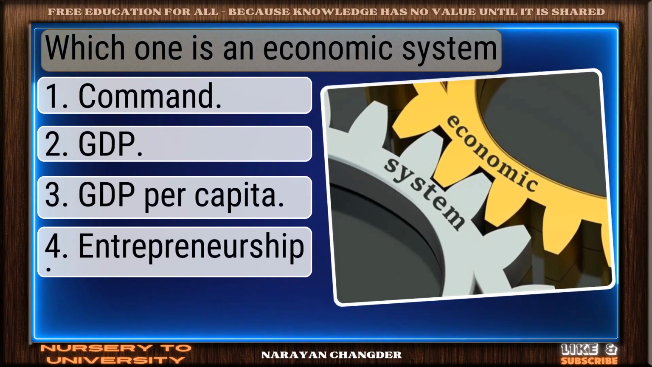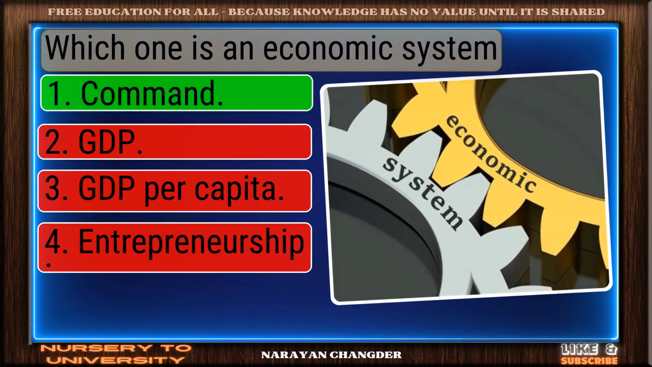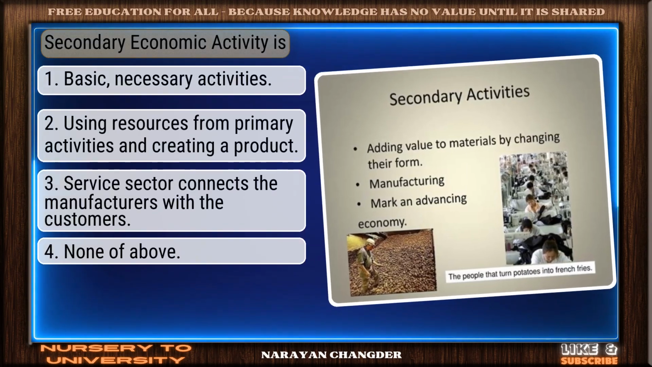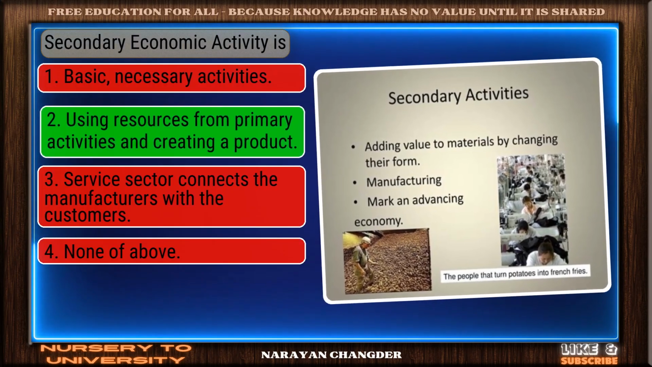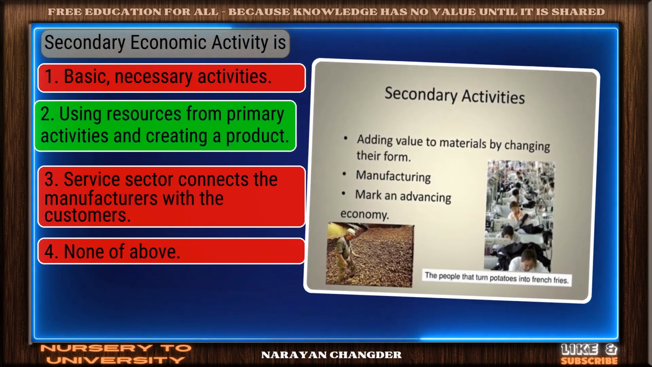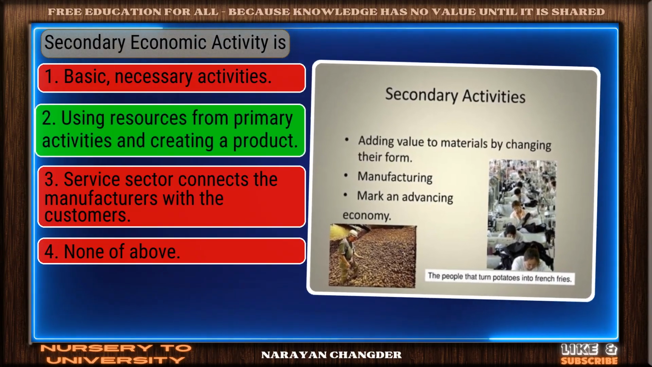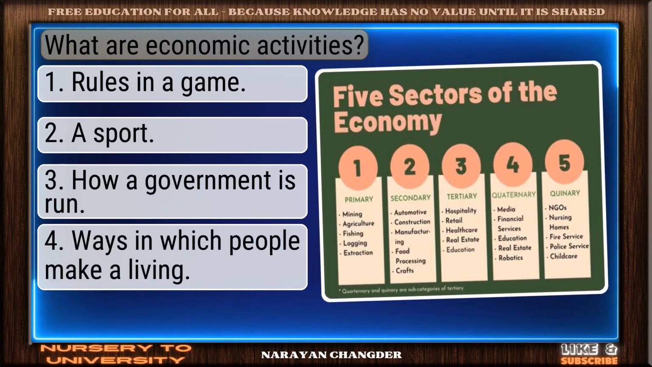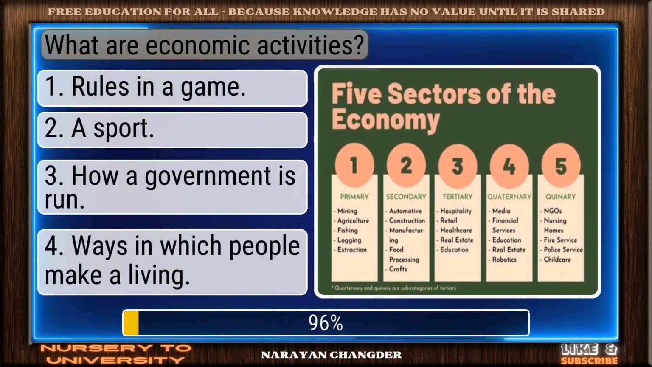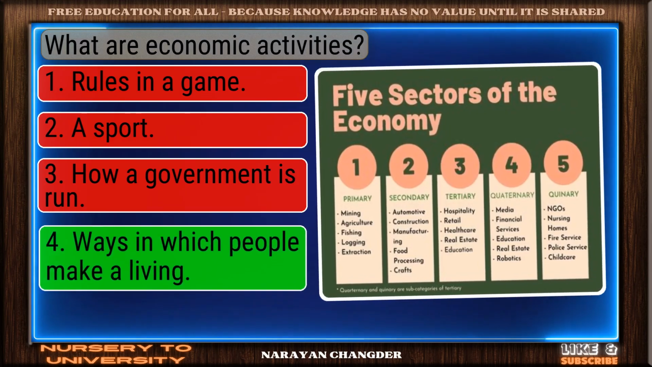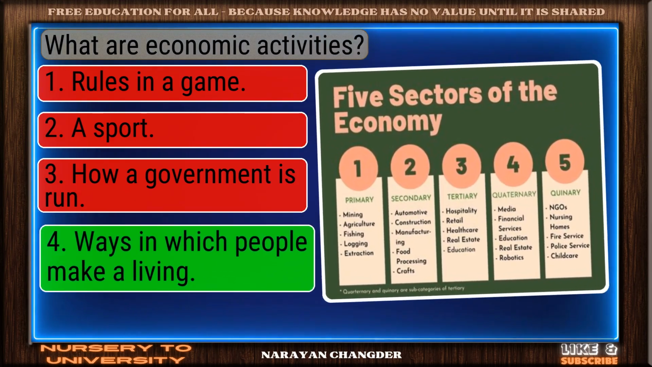Which one is an economic system? Valid point. Command is true. Secondary economic activity is. Well picked. Using resources from primary activities and creating a product is the correct answer. What are economic activities? Solid response. Ways in which people make a living is a valid choice.